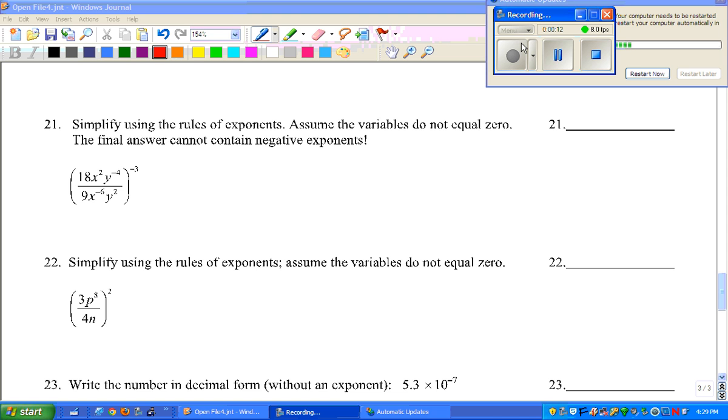If you have any questions on any of the earlier problems, just find out what page number that is, and that correlates to the video that it is. Okay? So, let's go ahead and get started with these last couple problems.